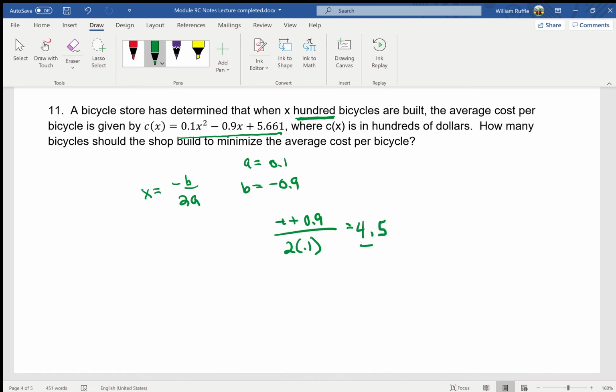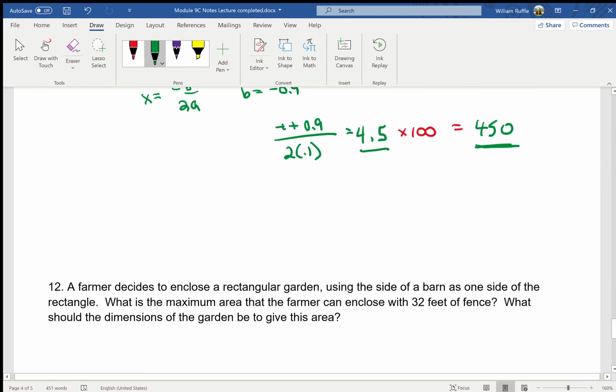Now, people will type in 4.5 all the time, and it does say, please remember that the answer is in hundreds of bicycles. So really, since this is in hundreds of bicycles, I have to times it by 100 to get my answer of 450 bicycles. So, but I will see 4.5. A lot of times you've done everything correct, but you got to put it in hundreds, so 450 is the correct answer. So 450 bicycles.